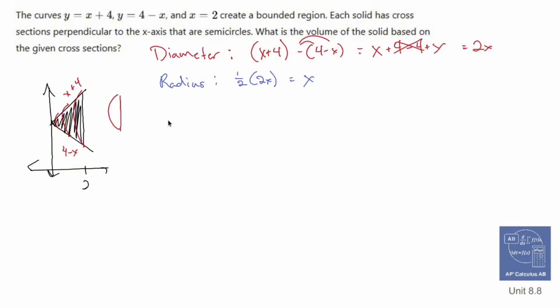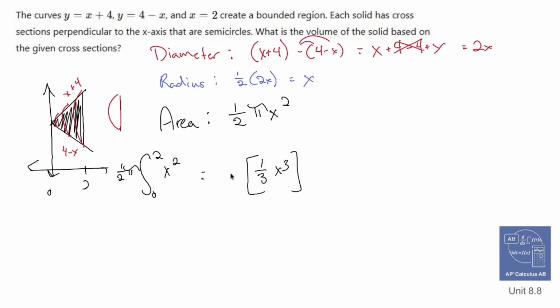Okay, so the area of a semicircle is half of pi r squared. R in this case is x, so pi x squared. So let's integrate that with limits at 0 and 2. We can pull the half out here. We can pull the pi out here and be left with just x squared. That'll make life easy. So the integral of x squared is going to be 1/3 x cubed. The 1/2 and the pi are still out there. My limits are 0 and 2 in that order.